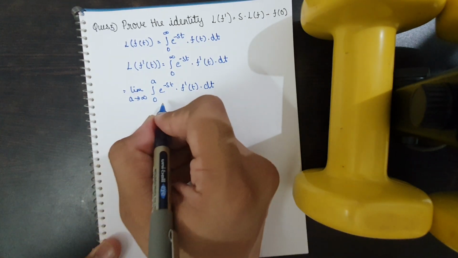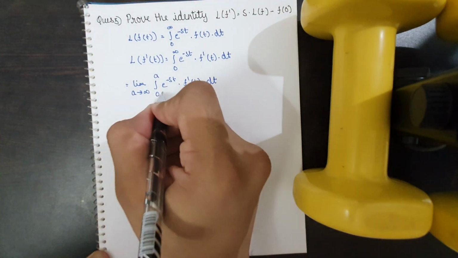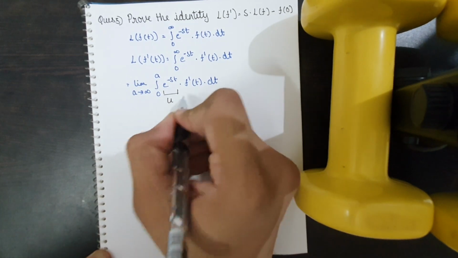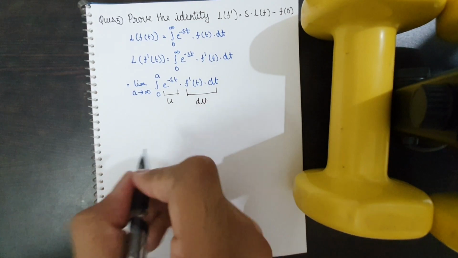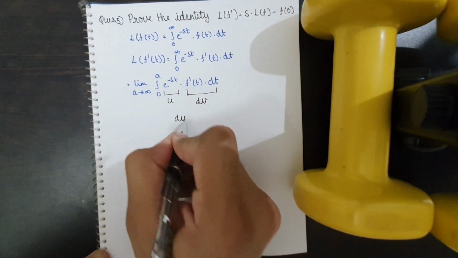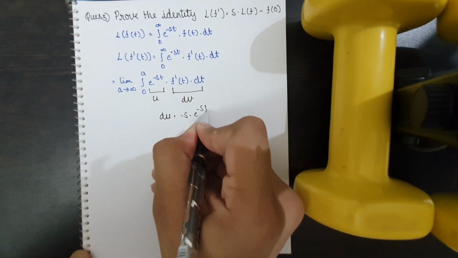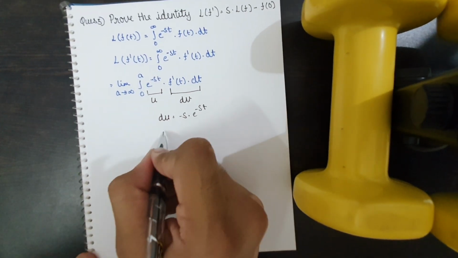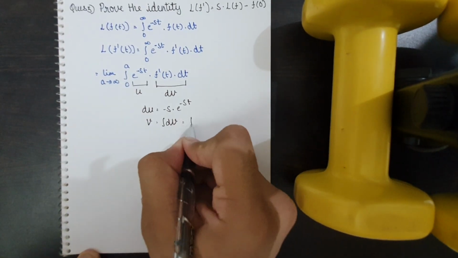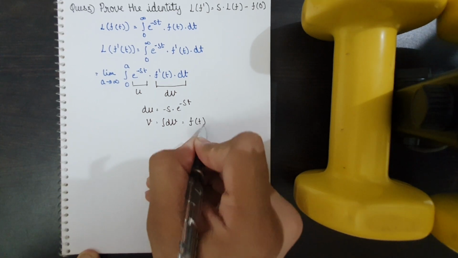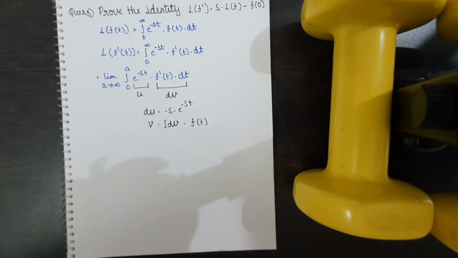So by integration by parts, we find that this can be considered as u and this can be considered as dv, the derivative of v. Then we get du as minus s times e power minus st, and then we get v as the integral of dv, that is obviously f of t, because dv is f dash of t, so v is f of t.